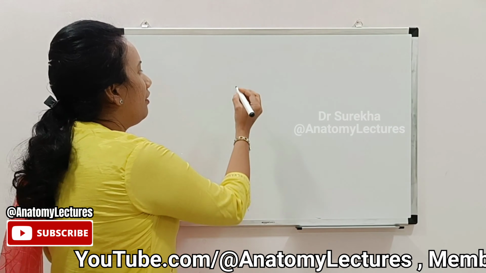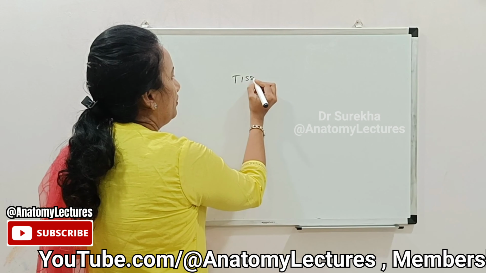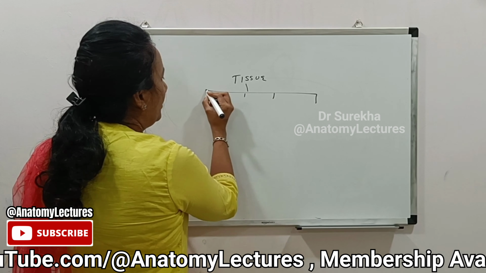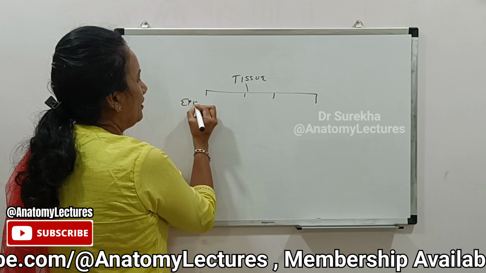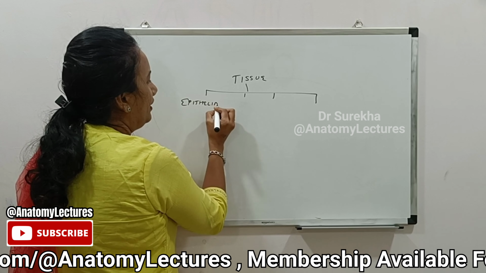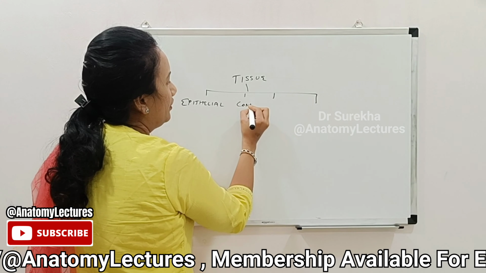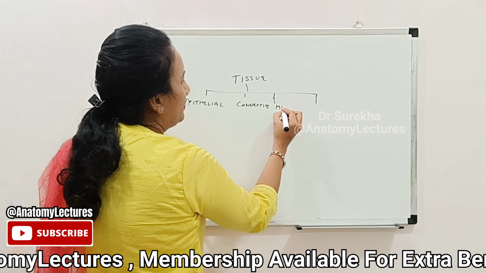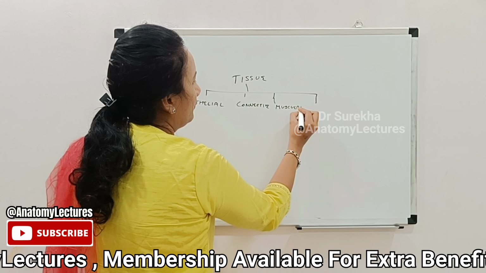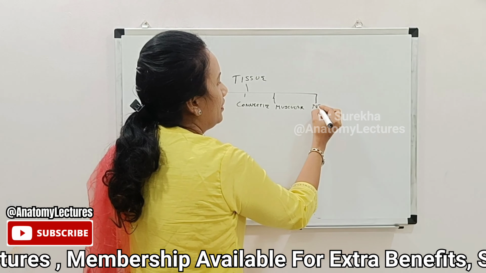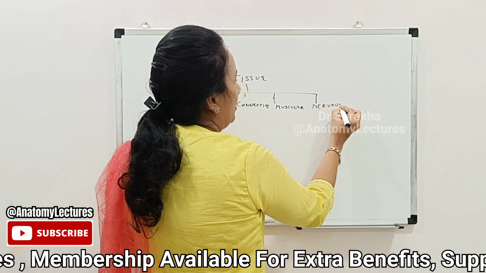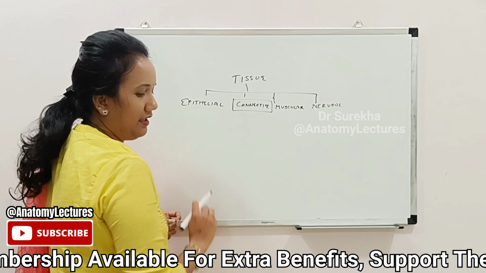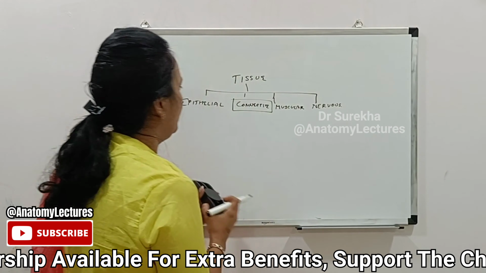If we take the broad classification of the tissues, we have four different types. The first one is the epithelial tissue, and then we have the connective tissue. Then the third type is the muscular tissue, and the last one is the nervous tissue. In today's session, we will be describing in detail this connective tissue.